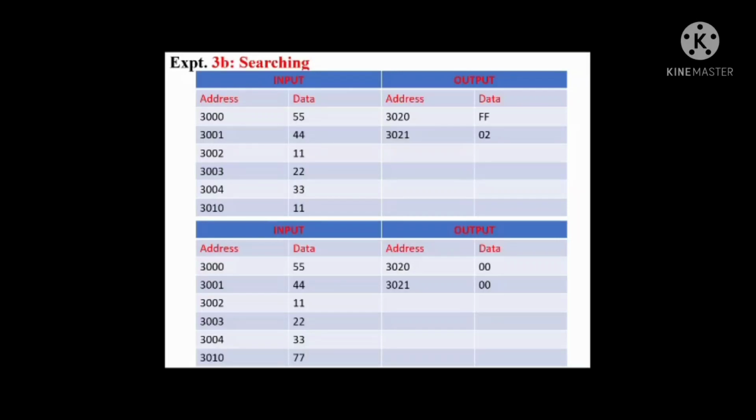Here we are going to search a string from the given array of characters. The array is stored starting at 3000. In this case we have taken only 5 data, so from 3000 to 3004 the array is stored. At 3010 we store the data to be searched.